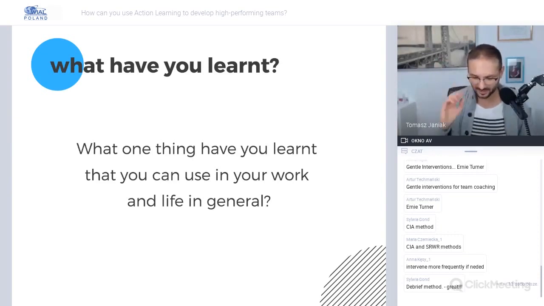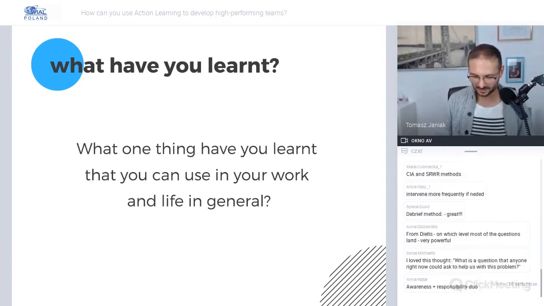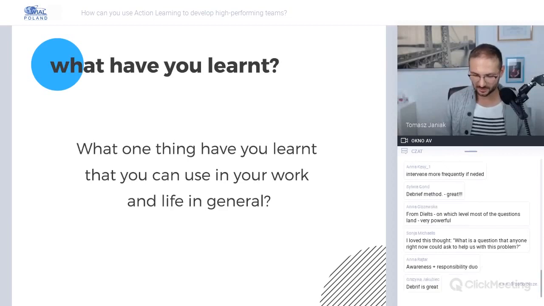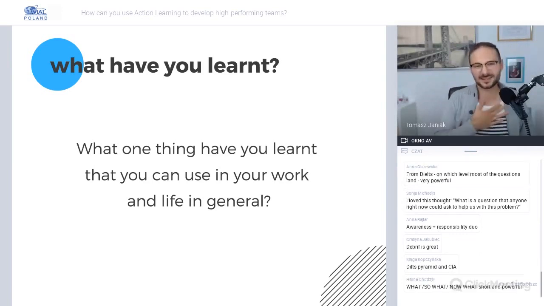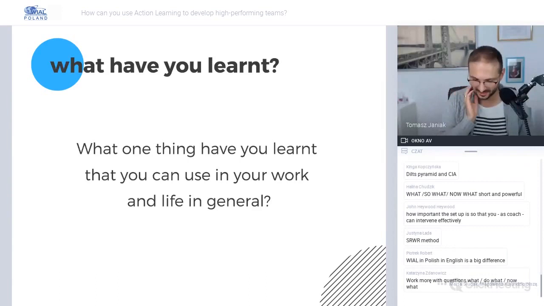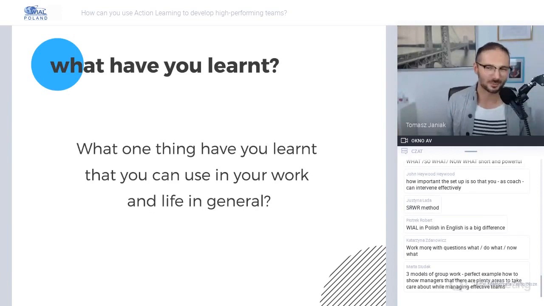The brief method, okay. Intervene more frequently if needed. Absolutely. I love this thought. What is the question that anyone right now could ask to help us with the problem? Exactly. Awareness and responsibility. Yeah, that's not me, that's John Whitmore. The brief, Dale's pyramid and CIA. While in Polish, in English is a big difference. I'm curious about the difference, Piotrek.